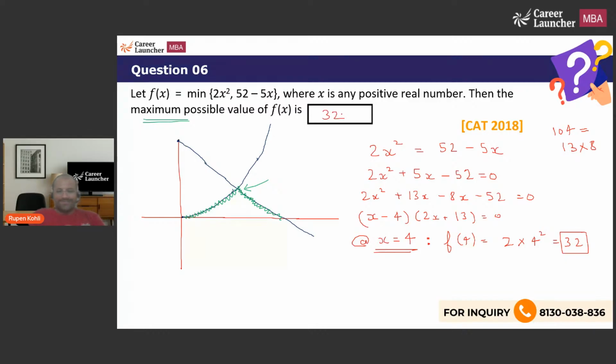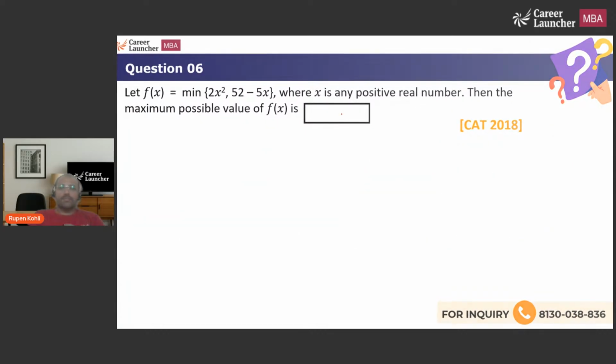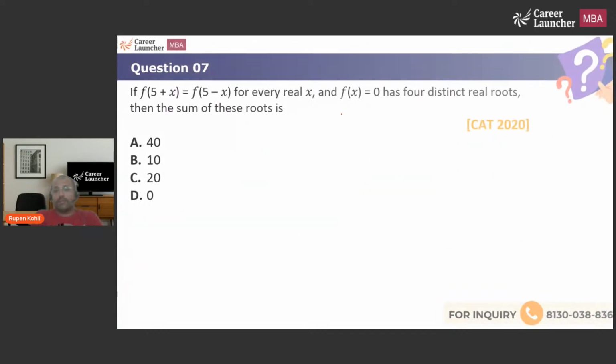Perfect. Okay, so you can see these kinds of things, and it was CAT 2018, quite recent.